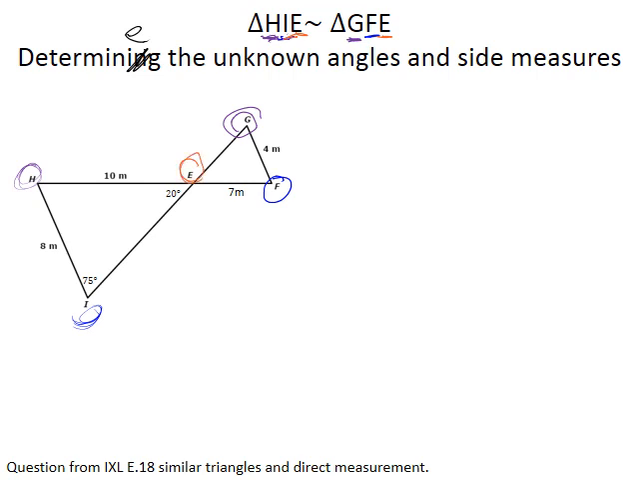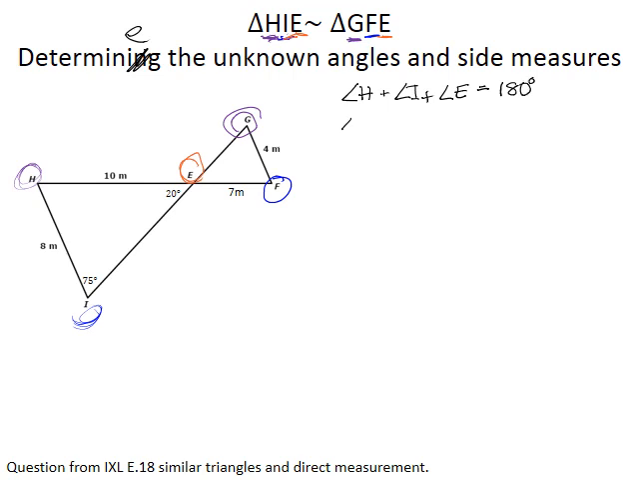Alrighty, it says determine the unknown angles and side measures. Let's start with the angles because they're a little bit easier to do. Remember that when two triangles are similar, all the angles have the same value. So let's start with triangle HIE. We know that all the angles inside of triangle HIE have to add up to 180 degrees. And how I can write that is like this. Angle H plus angle I plus angle E all have to equal 180 degrees.